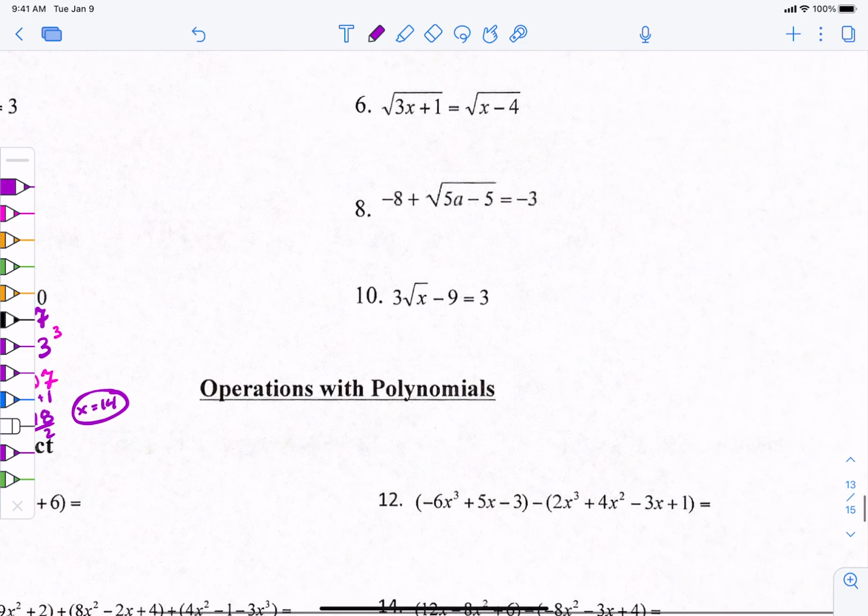So what do you do first? Well, I would assume you add the 9. Okay, 3 plus 9 is 12, right? Then divide by 3, which is x equals 4. No. But then you got to get rid of the square root. Okay.